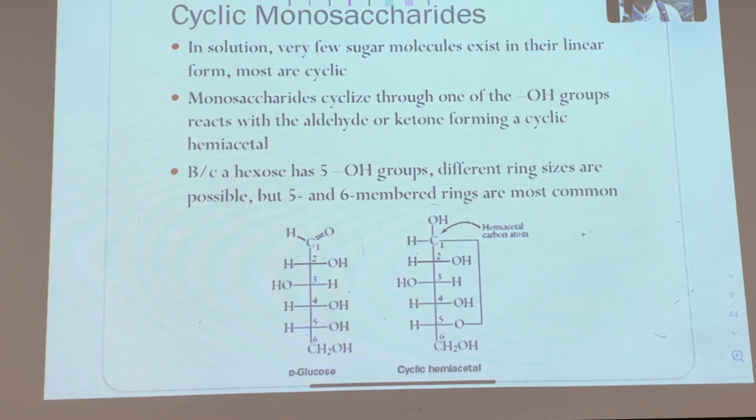So how likely do you think that is? Probably not very likely. We don't see 3-membered rings very much because they're highly strained. So when this process occurs, what ends up happening is because of ring strain, we're only ever going to see 5- and 6-membered rings.